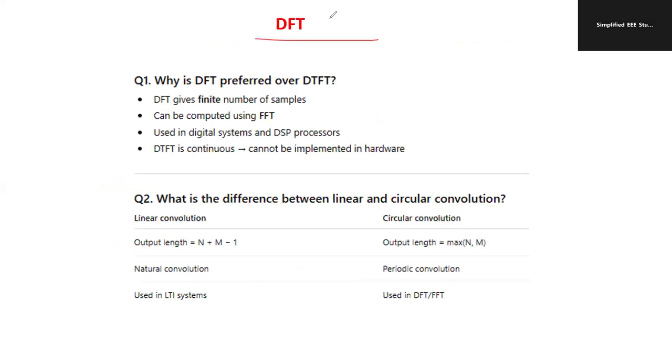There are some important questions from the discrete Fourier transform. Why is DFT preferred over DTFT? So the first point is DFT gives a finite number of samples, which is more convenient for computation, which can be computed using the fast Fourier transform. That is why we prefer DFT. DFT is used in digital systems and DSP processors compared to DTFT.